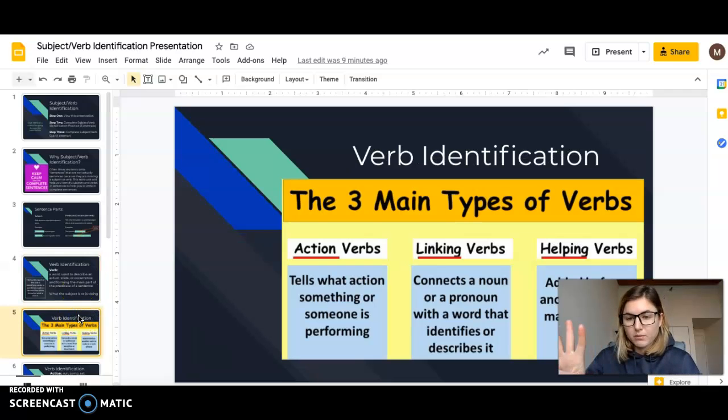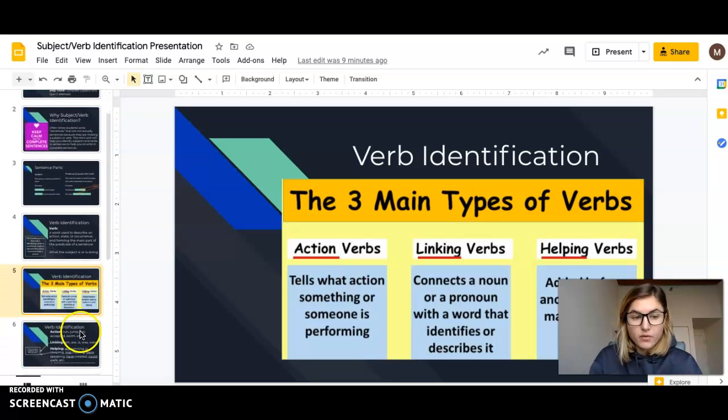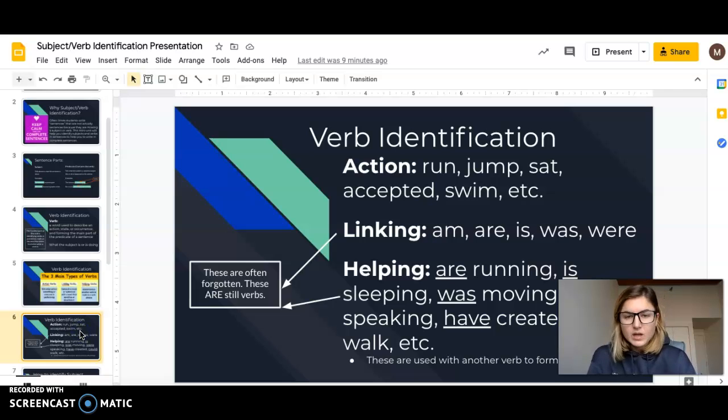There are 3 types of verbs. We have action verbs, linking verbs, and helping verbs. I will go over each one right now with examples. On this next slide, an action verb is the one that we are pretty familiar with. It is what we think of when we think of a verb. Run, jump, sat, swim, accepted, jogged. It's something you can do, an action verb. We always think of that one.